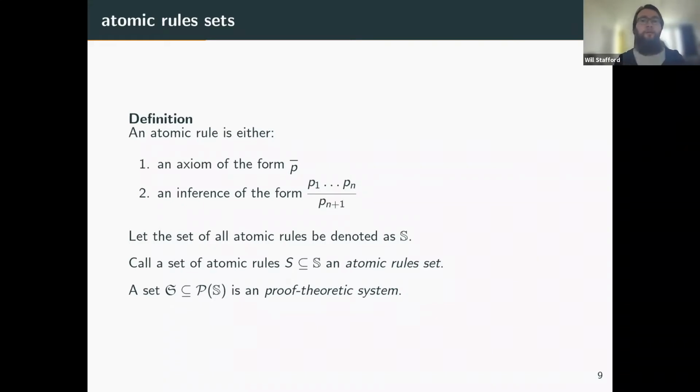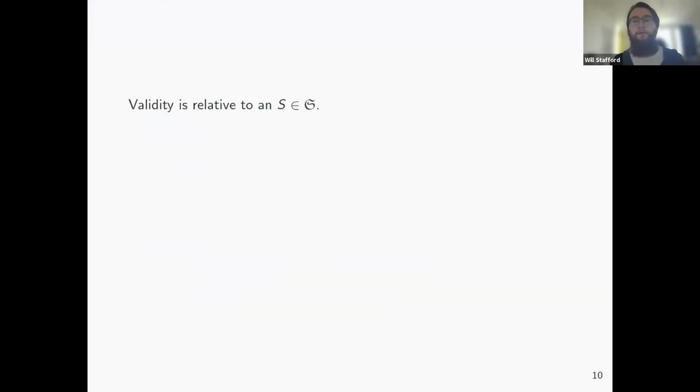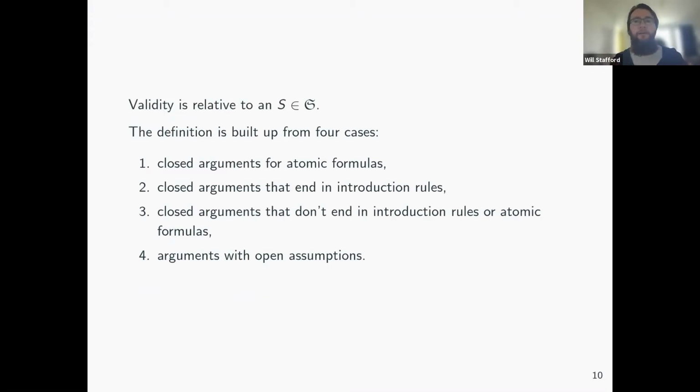And when we define proof-theoretic validity, we're going to need an atomic rule set and a proof-theoretic system. And you'll see why shortly. So it's going to be relative to the two of them. So the definition is going to be built up of 4 cases to deal with any way that an argument, that's a tree structure with a discharge relation that may or may not be a proof, any way an argument can be presented to us.